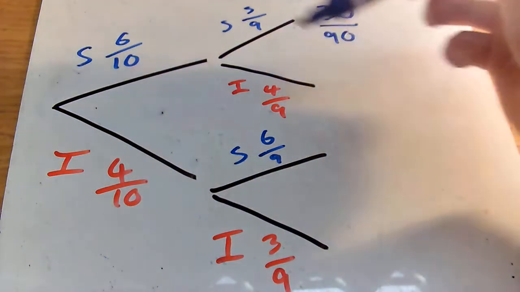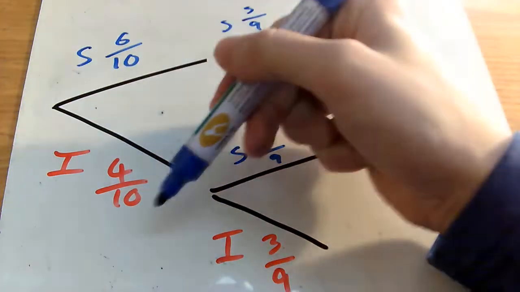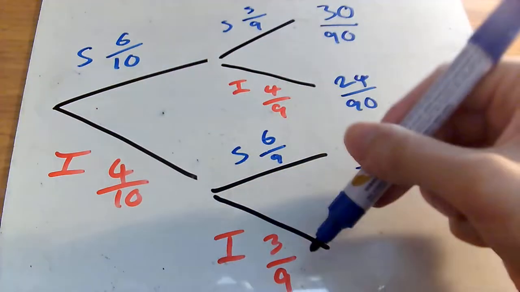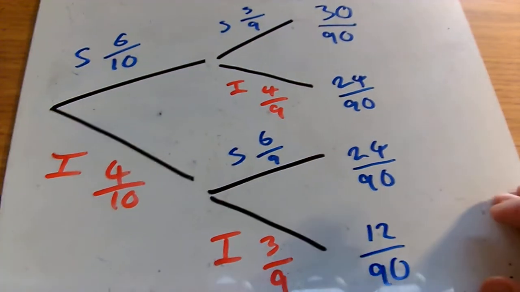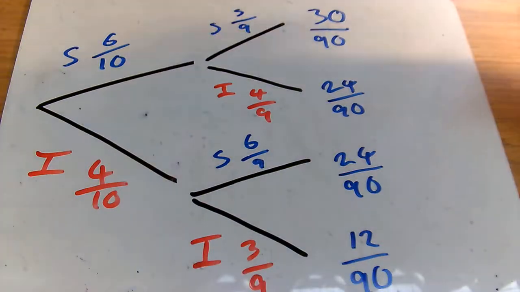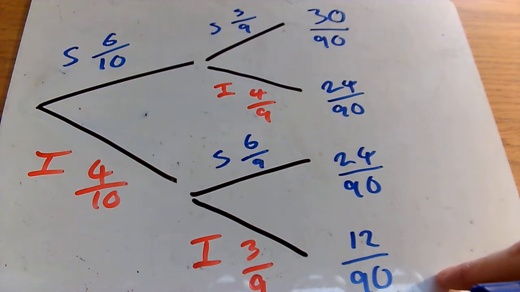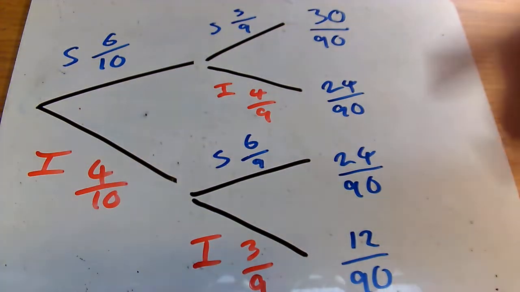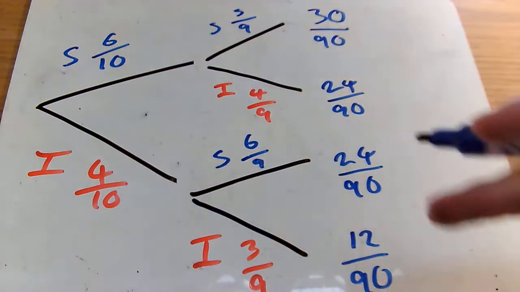Then we're going to do Shakespeare and Italian, so that's going to be that times that, so 24 over 90. Italian and Shakespeare, it's actually going to be the same thing. And Italian, Italian, 4 times 3, so it's going to be 12 over 90. Good little check at this point, we should have covered every possible outcome. So if we add all these together and say this or this or this or this, using the OR rule, we should get 1. So 30 plus 24 plus 24 plus 12, that does make 90 over 90, which is the same as 1. Therefore, we've covered everything. It's going to be certain to be at least this or this or this or this.